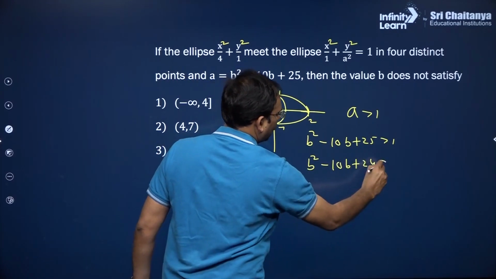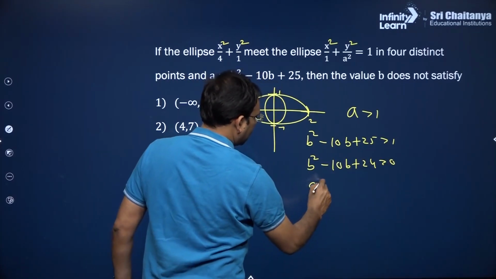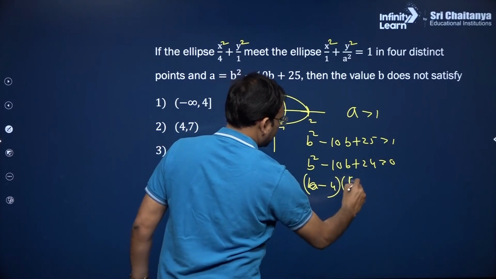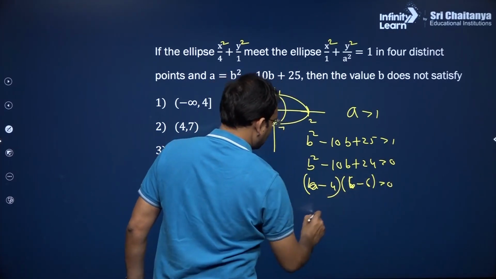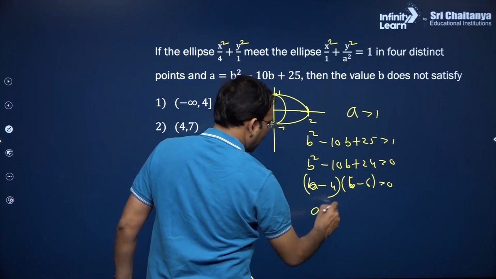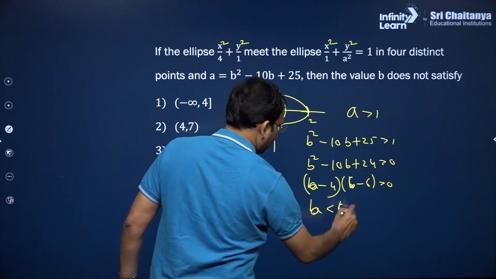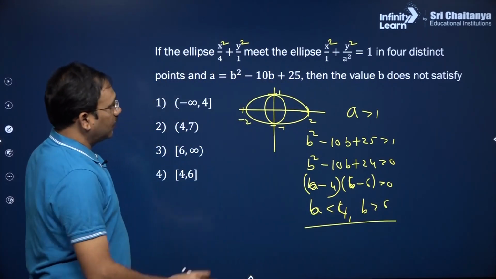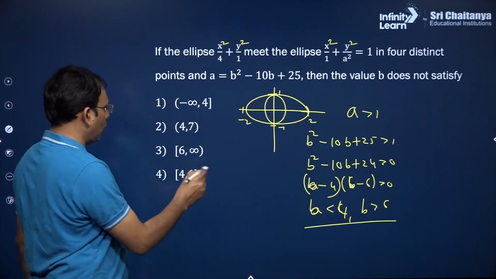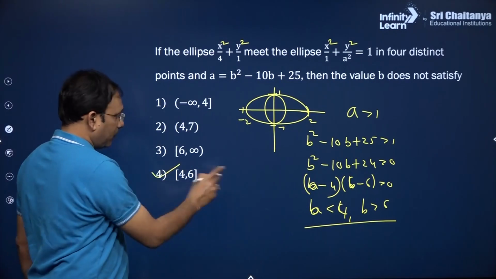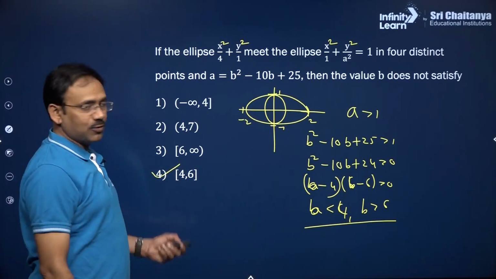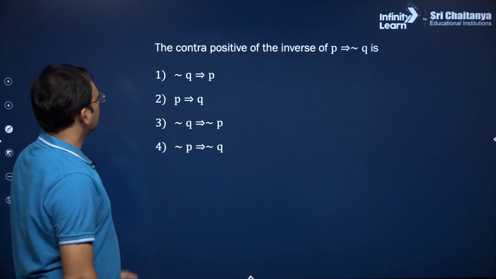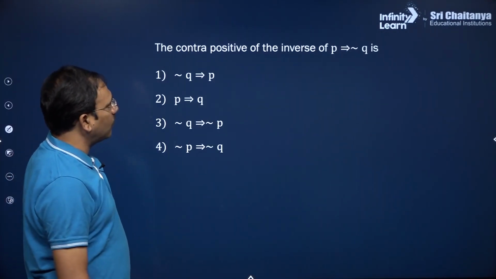A is given as b square minus 10b plus 25, this must be more than 1. So b square minus 10b plus 24 is positive, that is b minus 4 into b minus 6 is going to be positive. So b must be either less than 4 or greater than 6. So he said b does not satisfy closed 4 to 6. B cannot lie in 4 to 6 because b must be less than 4 or greater than 6. That's all.